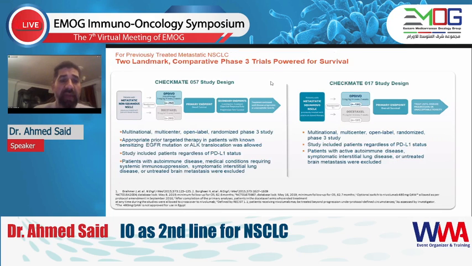And came after that two randomized phase 3 trials: CheckMate 057 for patients with metastatic non-small cell lung cancer in the second-line setting, randomized to nivolumab or docetaxel, with non-squamous histology, and the CheckMate 017 study for squamous histology, also randomized to nivolumab or docetaxel. The primary endpoint for both was overall survival, and secondary endpoints included progression-free survival, objective response rate, and duration of response.